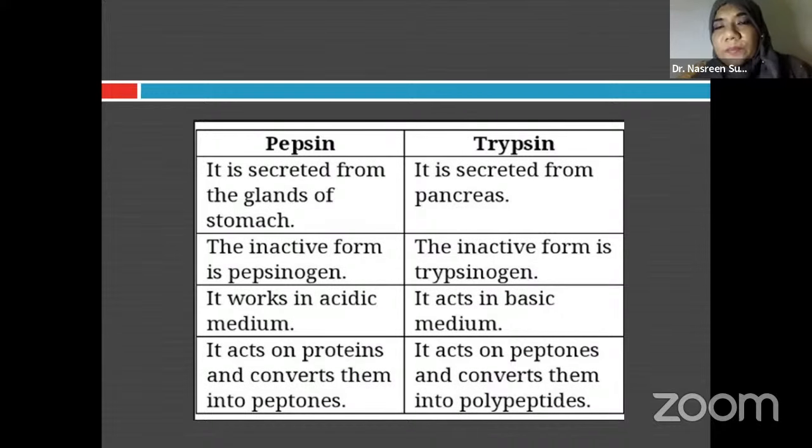Now, in addition, we will see trypsin also. So, trypsin is released from the pancreas. The inactive form of trypsin is trypsinogen. It acts in basic medium, and this trypsin is actually acting in the small intestine. Okay, and it acts on peptones and converts them into polypeptides.